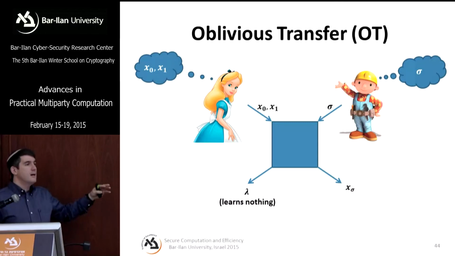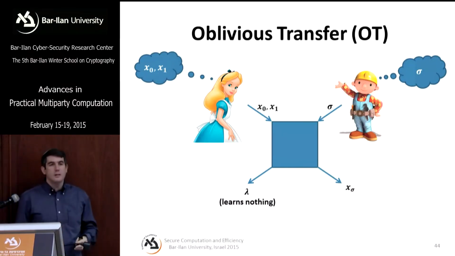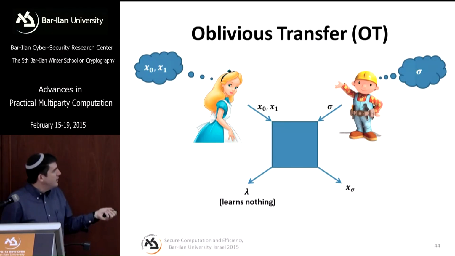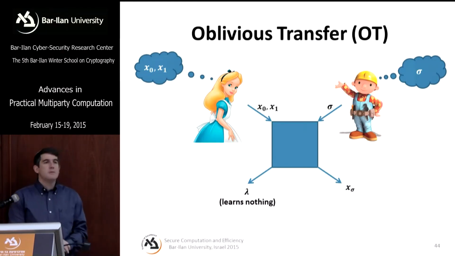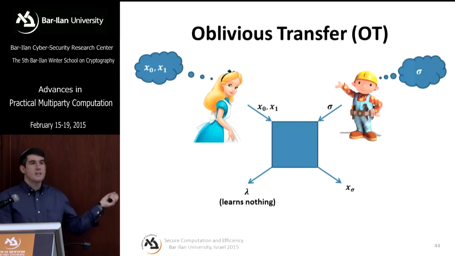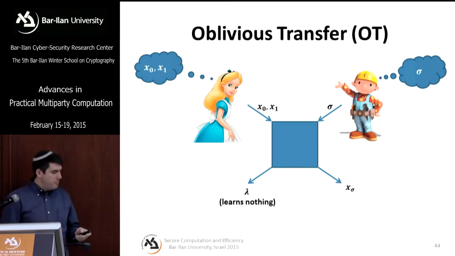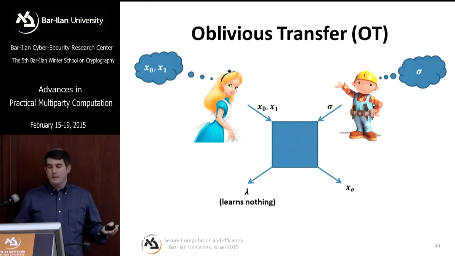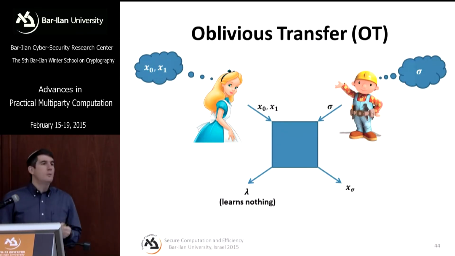Okay? So I've drawn it in this way with this black box, but this is exactly the ideal/real model paradigm. We assume we have some black box computing it. So Alice sends her input and gets back nothing. I'll denote an empty output by lambda. So she gets the empty output, she learns nothing. And Bob will get x sub sigma, so obviously if sigma equals 0, he gets x0, and if sigma equals 1, he'll get x1, but he'll only learn one of them.